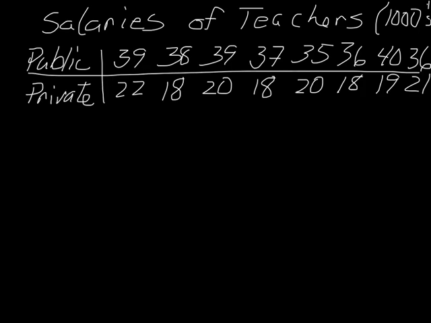So the data I'm going to use for the first problem mimics problems 19 through 22, where what you want to do is compare the two data sets and then interpret the results. So what I have are salaries of teachers in the thousands of dollars. So when you see a number like 39, it means 39,000. And I'm comparing public and private school teacher salaries.